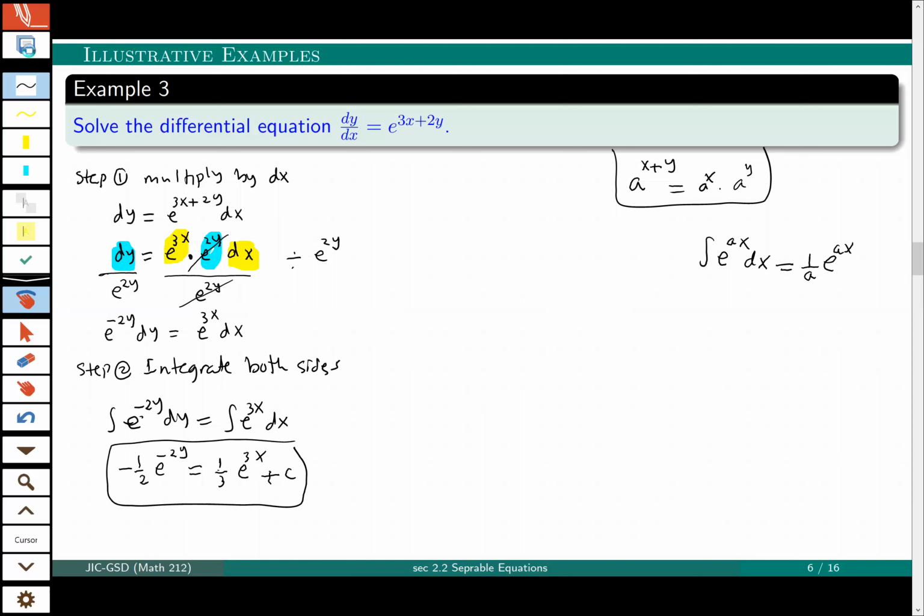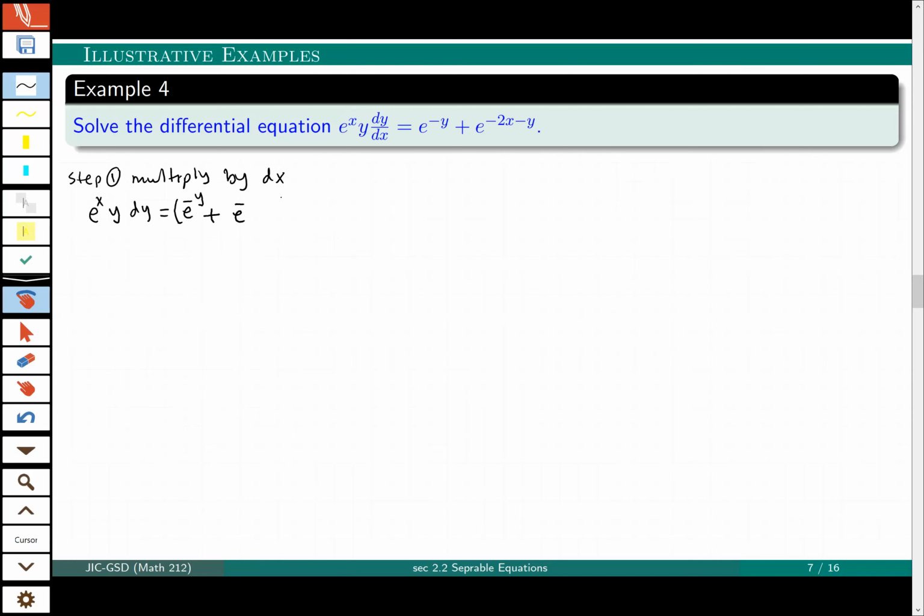We are continuing the same story. What I have here, step one, is to multiply by dx to separate. So I will have e to the power x times y dy equals e raised to the power minus 2x minus y, all multiplied with dx.